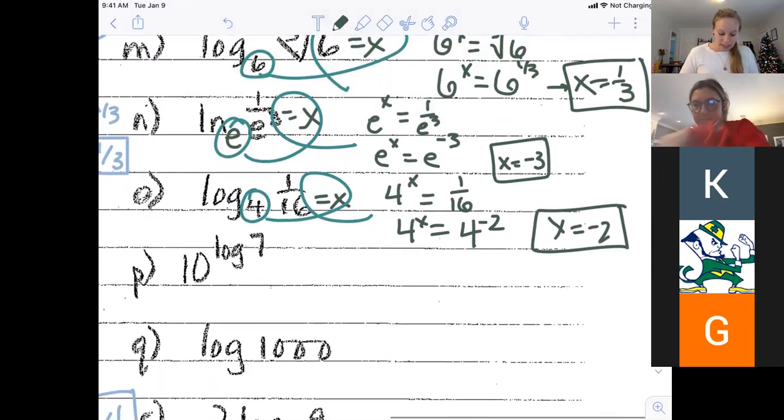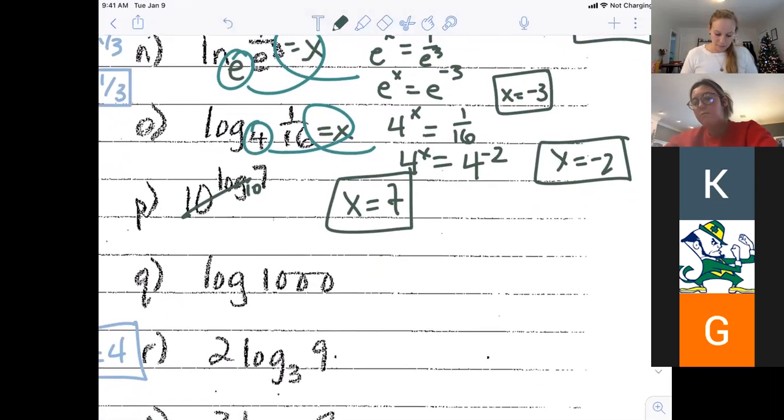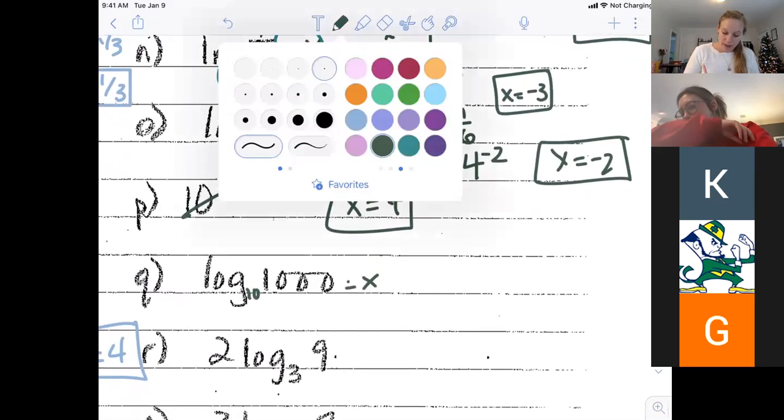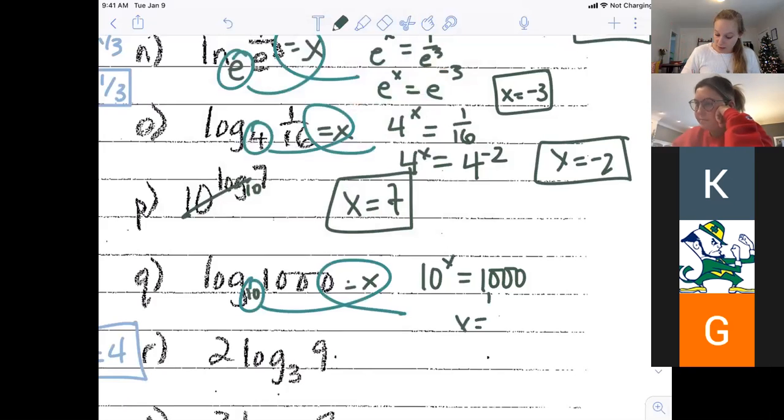Letter P, 10 raised to the log of 7. If there's no base for my log, we assume that it's 10. So I can just cross those off and I'm just left with 7. Again, not a lot of work for those. Next up is Q, log of 1,000. Again, no base there, so I've got base 10, and I'm gonna roll it. 10 raised to the x equals 1,000. And 10 to the third is 1,000, so x equals 3.